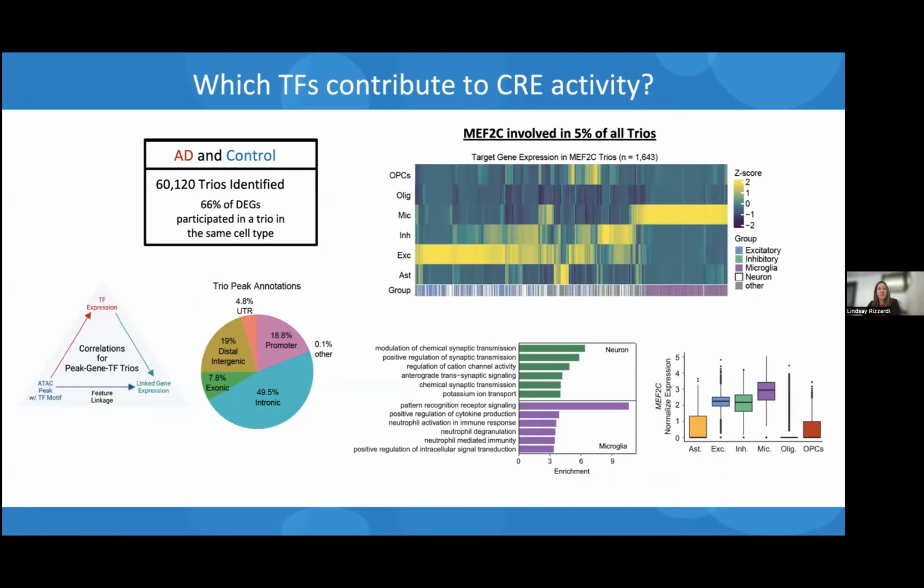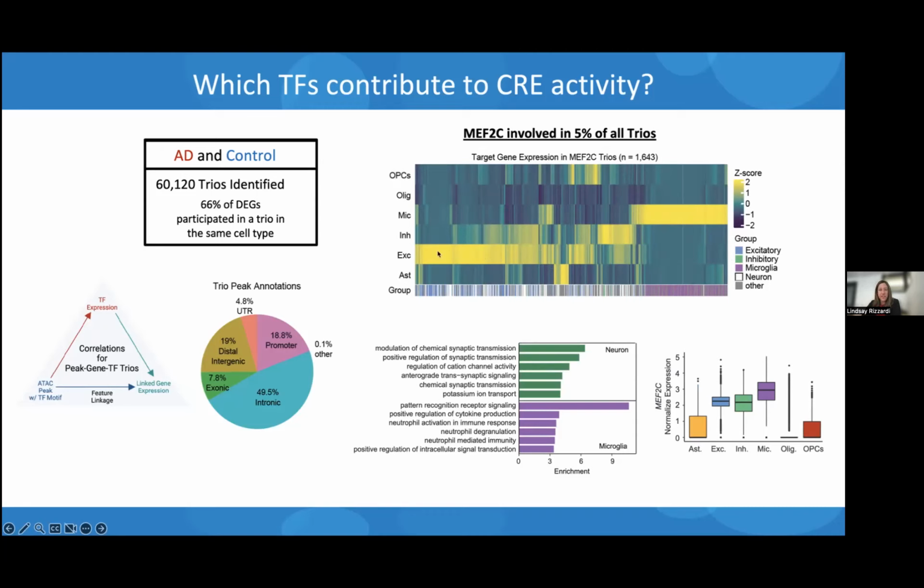When we look at all of our trios and ask which are the transcription factors that seem to be playing important roles, what jumped out to us was MEF2C. It's involved in 5% of all the trios identified. And here, what I'm plotting is, in each cell type, even if it didn't have a trio in it, the expression of the linked gene for all of the MEF2C trios across all cell types. And what you can basically see is that you get different linked genes in each cell type for these trios.